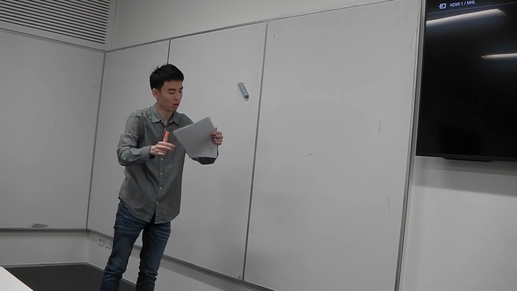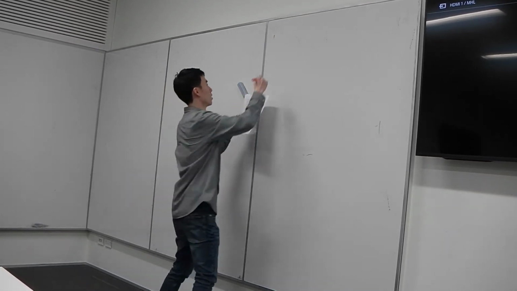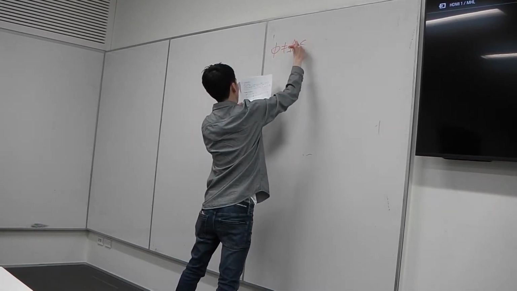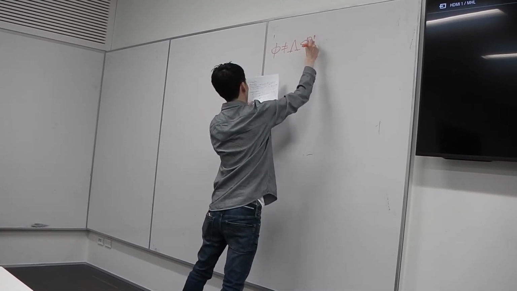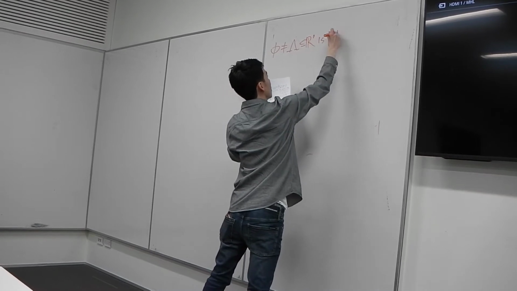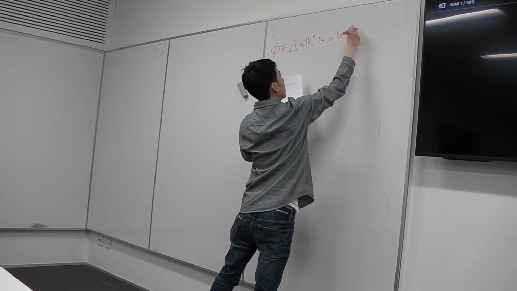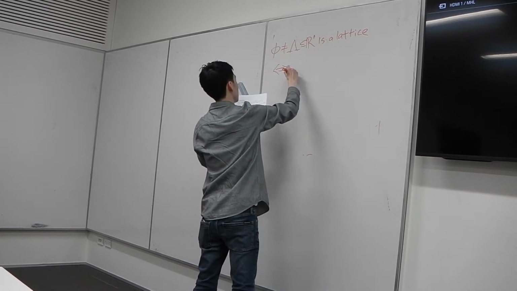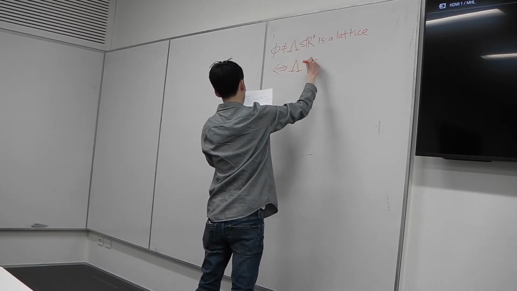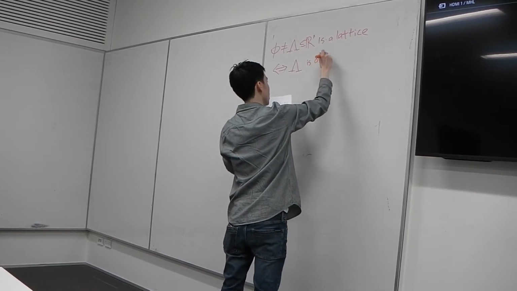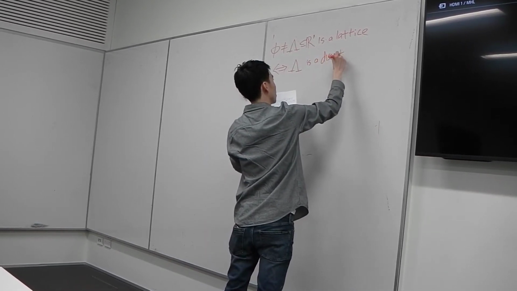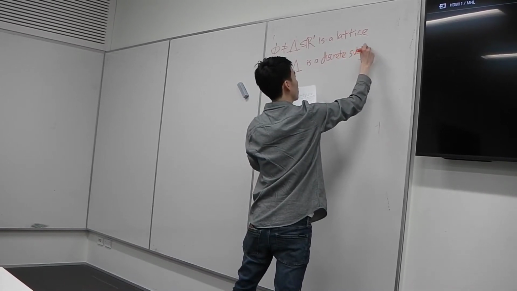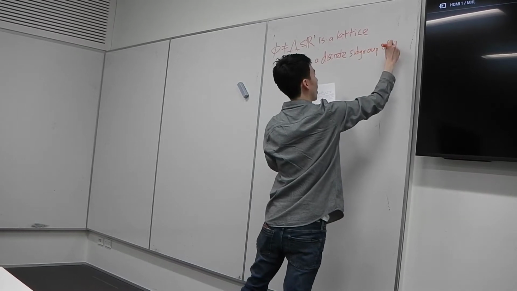This is the first proposition of the lattice. A non-empty subset of R^n is a lattice if and only if it is a discrete subgroup of R^n.